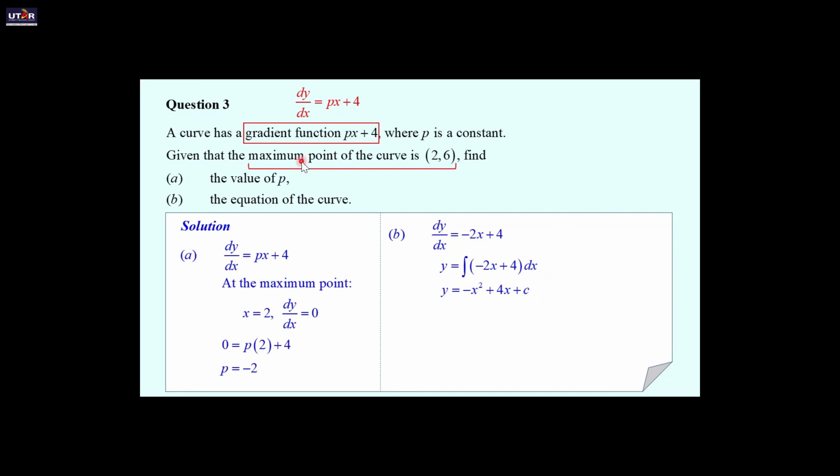You are given the maximum point is (2, 6). You can obtain the value of c by substituting x equal to 2 and y equal to 6 into the equation. So from here, you will obtain an equation. By solving the equation, c is equal to 2. Therefore, we rewrite the equation of the curve as y is equal to negative x squared plus 4x. Instead of plus c, we change to plus 2.